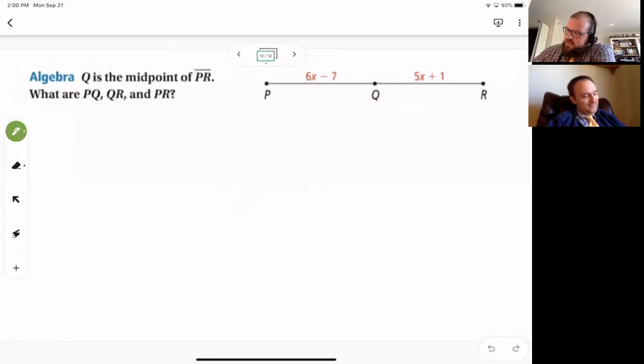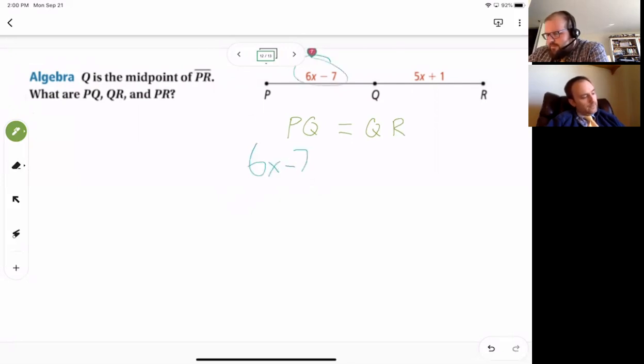So one of the things that we talked about with midpoints is saying that the measure of PQ was equal to the measure of QR. So we start with the definition. Ooh, that means we can say 6x minus 7 is equal to 5x plus 1.